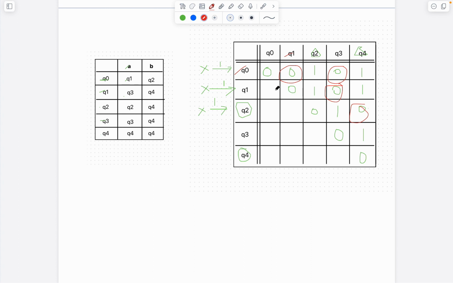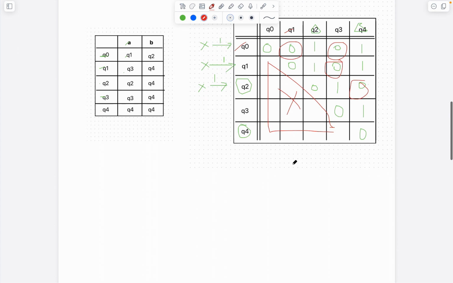So if we do it in the upper half, we don't need to do it in the lower half, because it's the same way. Even if you do it on the lower half or the upper half, anything is the same. So we don't have to do anything for this. As you can see, q0, q1 is one state, q0, q3 is one state, q1, q3 is one state, and q2, q4 is one state.